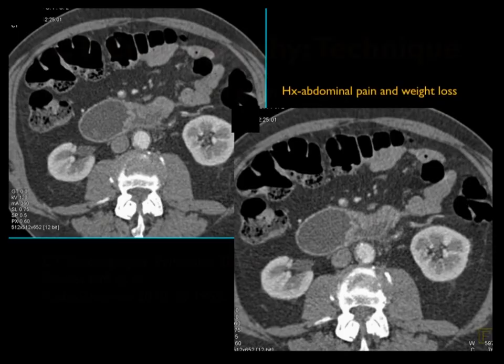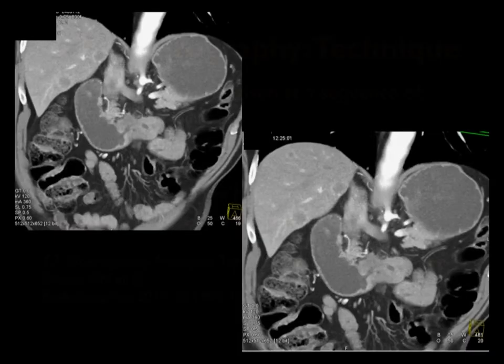In this case, abdominal pain and weight loss, you see the dilated duodenum and then you see the thickened fourth portion of the duodenum, which you can see very nicely here. And in fact, you can see it better in the 3D volume rendered views. You can see the narrowing of the lumen as it goes through the transverse duodenum, the fourth portion of duodenum.